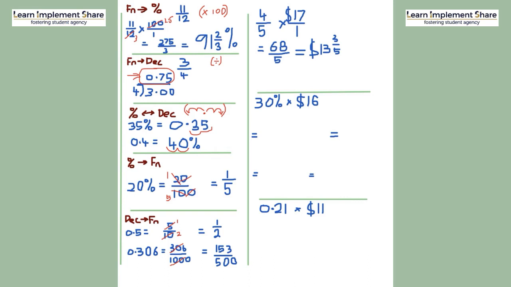But what's 3/5 of a dollar? Well, let's work out what 3/5 of 100 cents is, and when we cancel down, that's 60 cents, so therefore it's $13.60.